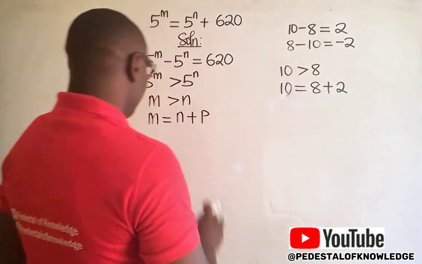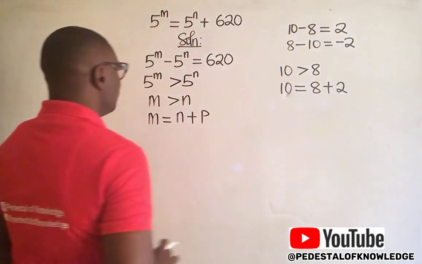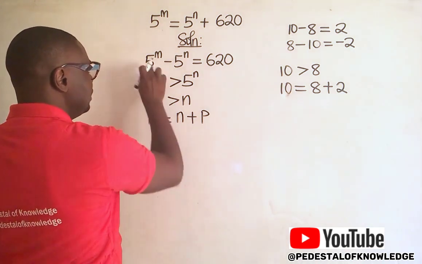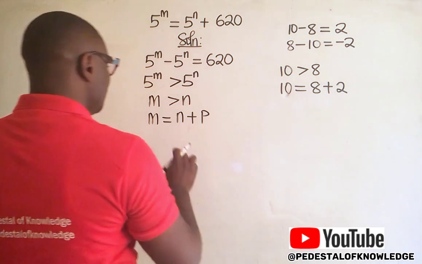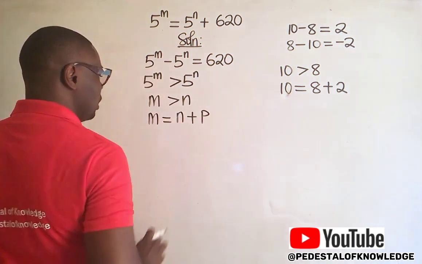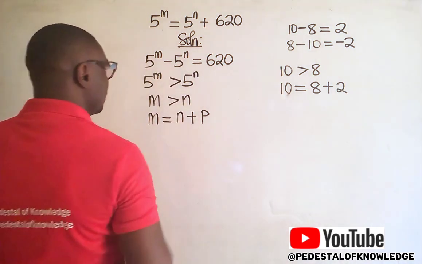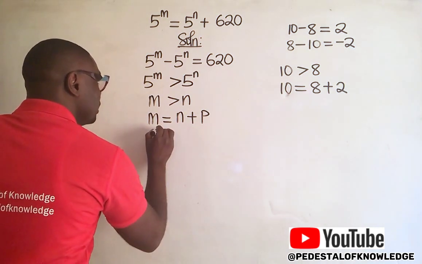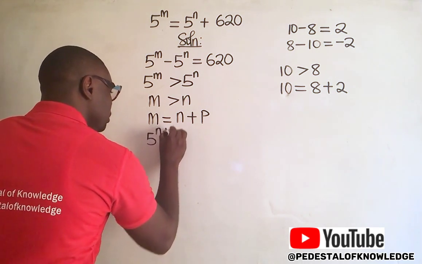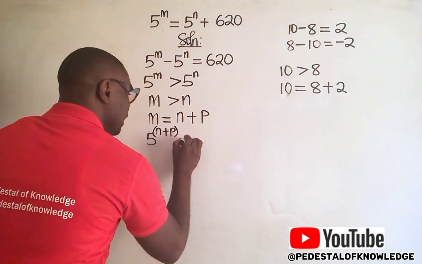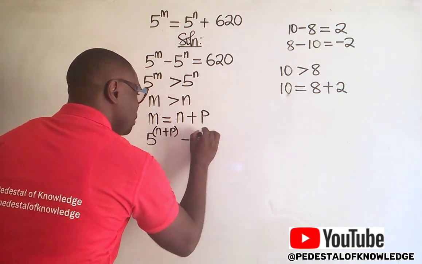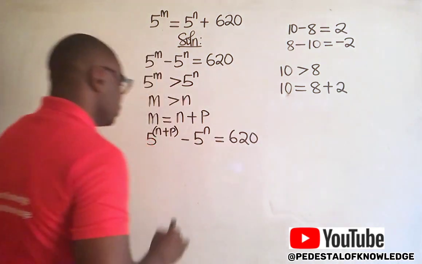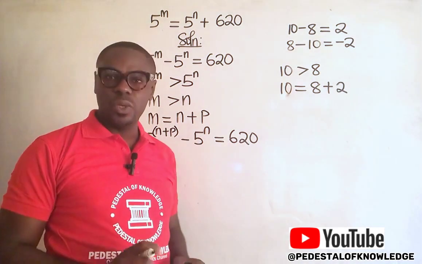Okay, now, having arrived at this stage, what we are going to do now is to substitute the value of m as n plus p in this equation. So that means that anywhere we see m in this equation, we are going to replace it with n plus p. So we have 5 raised to power n plus p minus 5 raised to power n is equal to 620. All right. Now, I hope you are getting what we are saying.